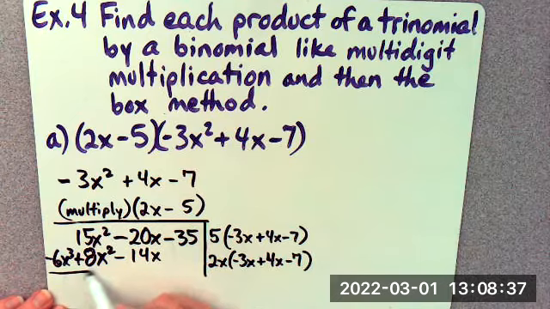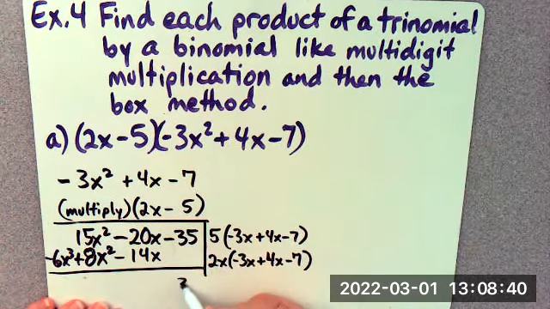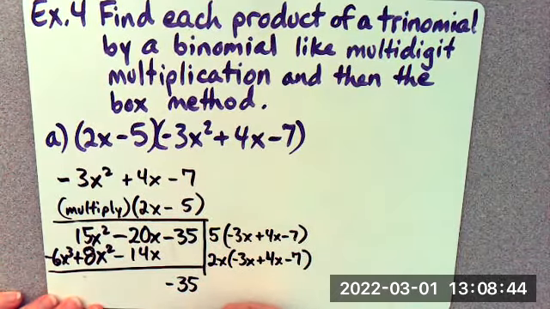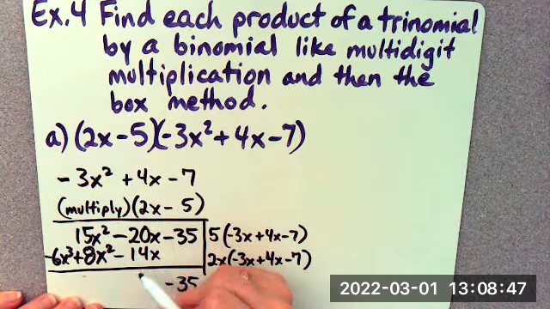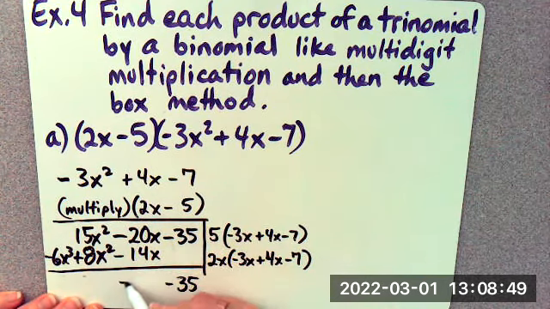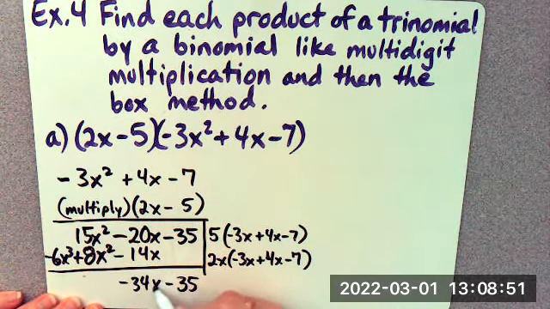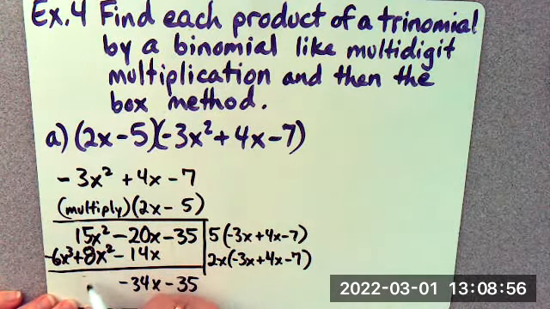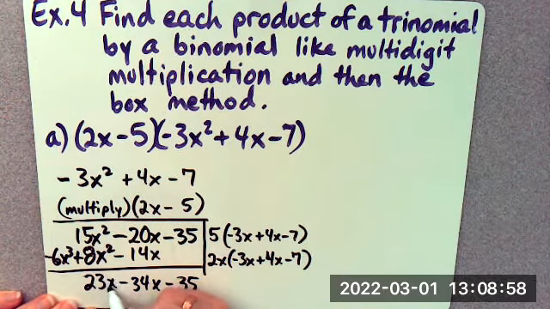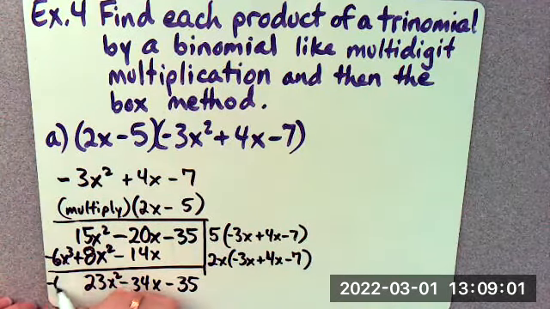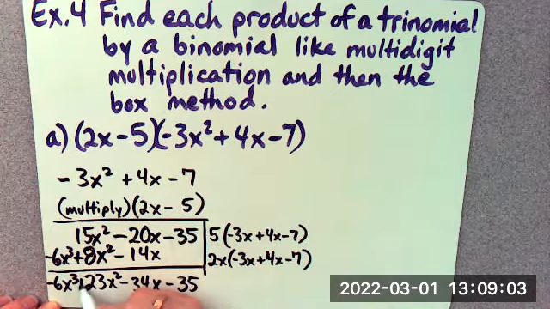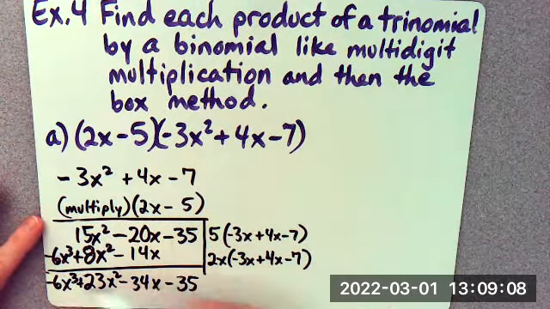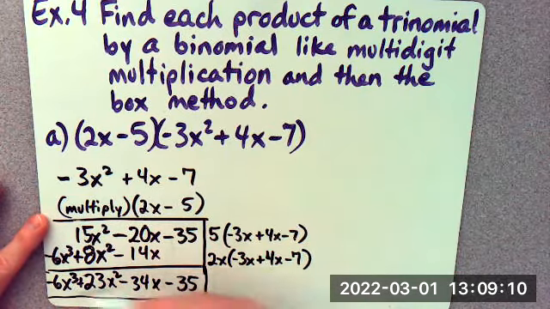All right, so now we can add it all together. So we have 35, which is negative 35. We're adding two negatives together, so same sign sum. So that's negative 34x. Then 15x squared plus 8x squared gives me 23x squared. And then I have minus 6x cubed plus 23x squared. So there we have it, the answer.